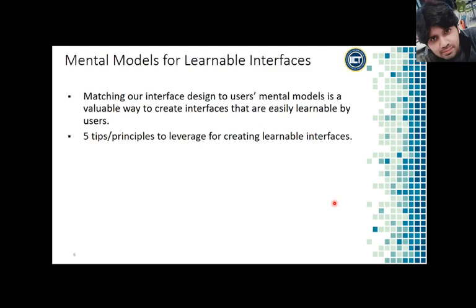Now, mental models can be used for learnable interfaces. Matching our interface design to the user's mental model is a valuable way to create interfaces that are easily learnable by users. So, there are 5 principles to leverage for creating learnable interfaces. These principles of learnability were proposed by Dix, Finlay, Abbott, and Wheeler in their book Human-Computer Interaction. So the first one here is predictability.